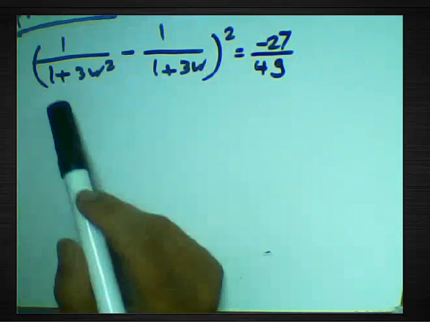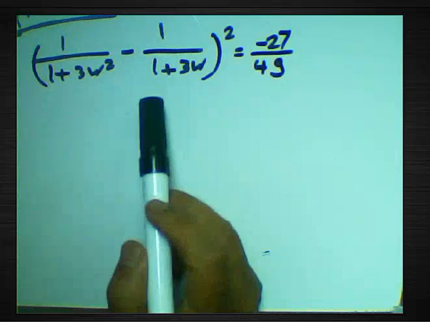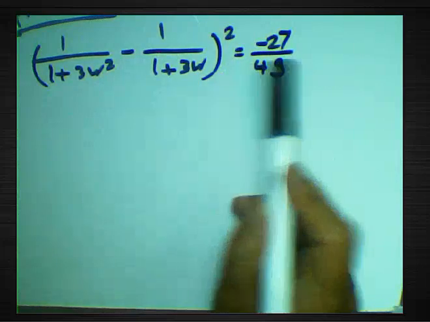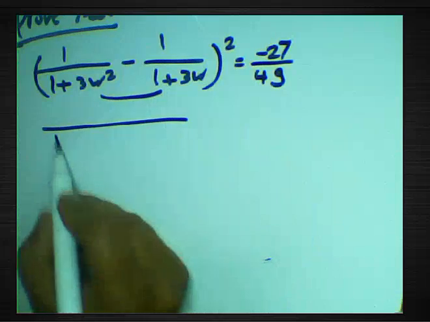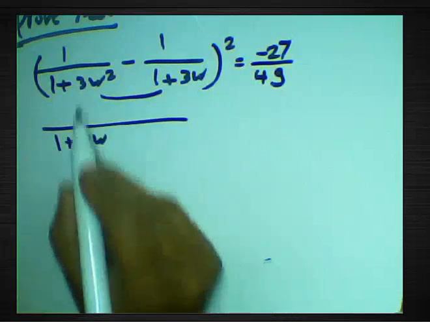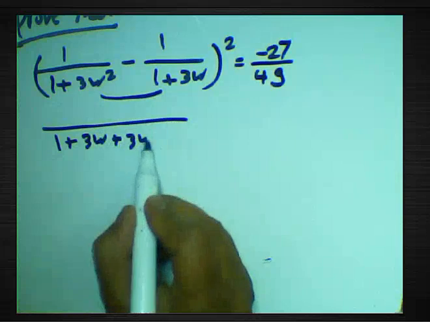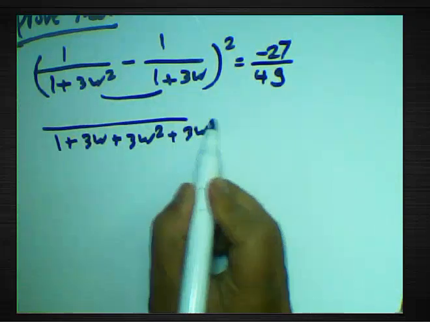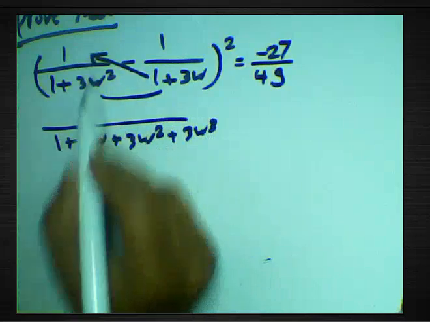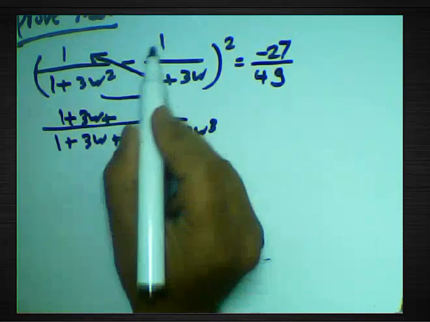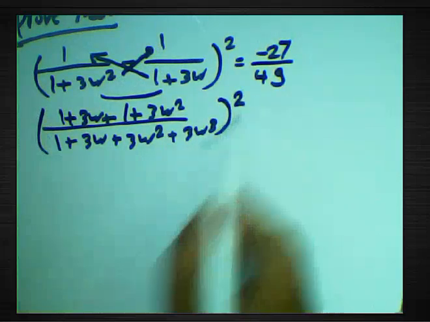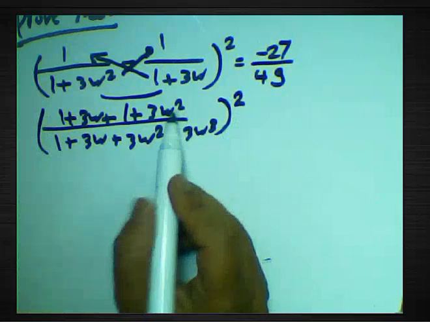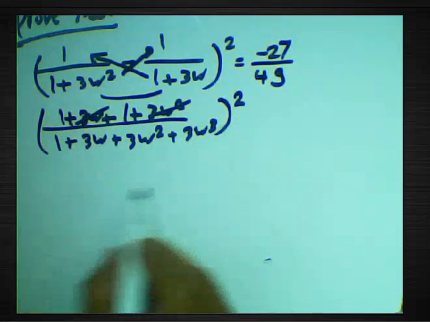More of that: 1/(1 + 3ω²) minus 1/(1 + 3ω), all to the power 2, equals negative 27 over 49. We can simplify this by doing the product of extremes equal to the product of means. 1 times 1 equals 1, 1 times 3ω equals 3ω, 3ω² times 1 equals 3ω², 3ω² times 3ω equals 9ω³, and the denominator is (1 + 3ω²)(1 + 3ω), all to the power 2.